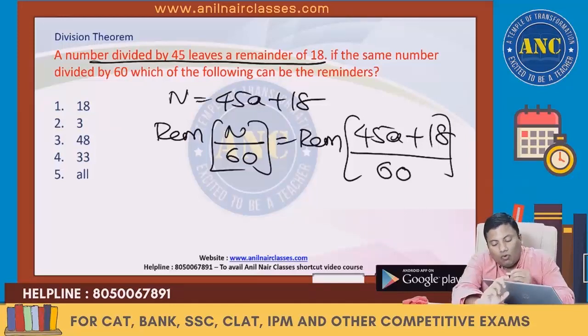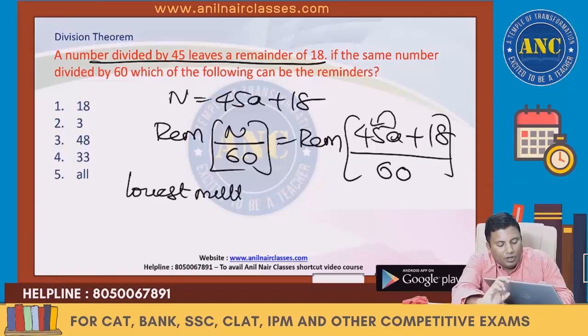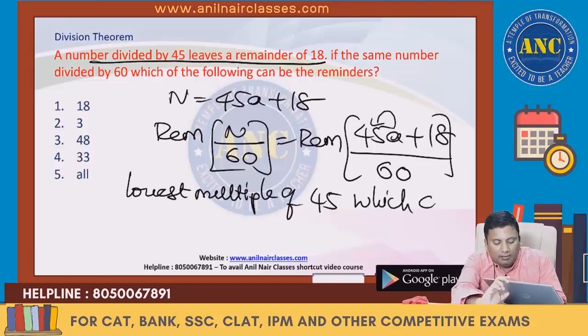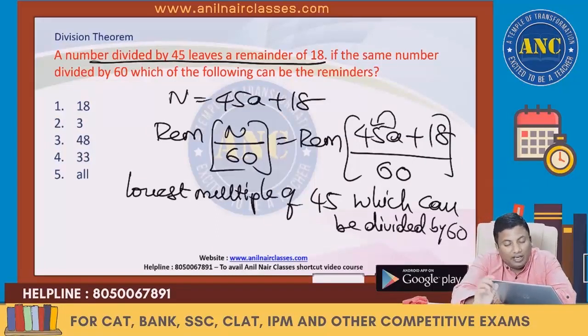Now tell me, what is the lowest multiple of 45 which can be divided by 60? 45 ones are 45, not possible. 45 twos are 90, 90 is not divisible by 60. 45 threes are 135, 135 is not divisible by 60. 45 fours are 180, 180 is divisible by 60.